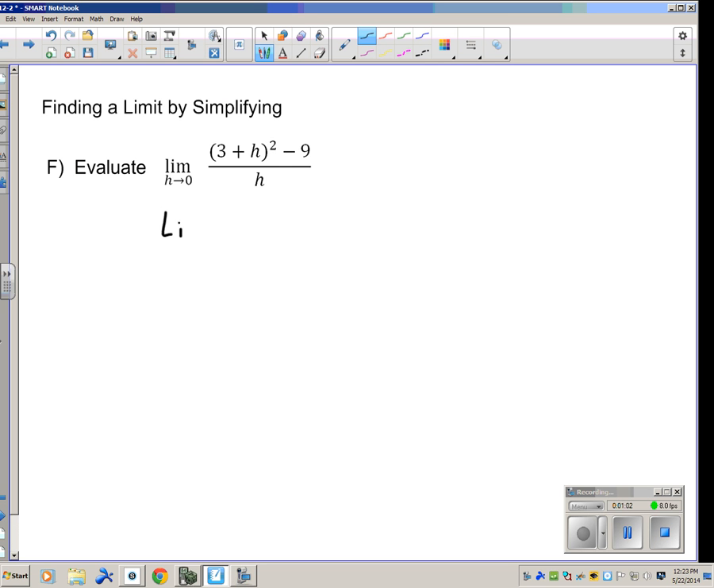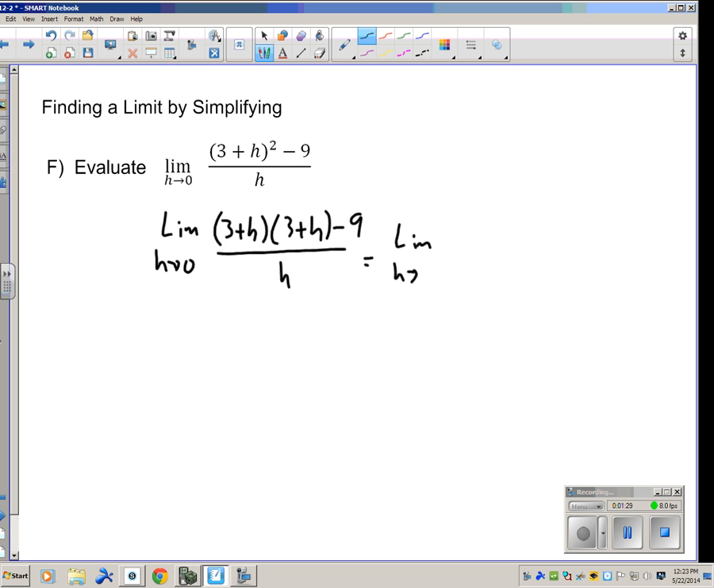So then I have to remember what that 3 plus h squared is. I could FOIL that out. I could see that as a difference of squares, and if I saw that as a difference of squares, I could do that. But I'm going to go ahead and FOIL this out and see if that works for us or not.